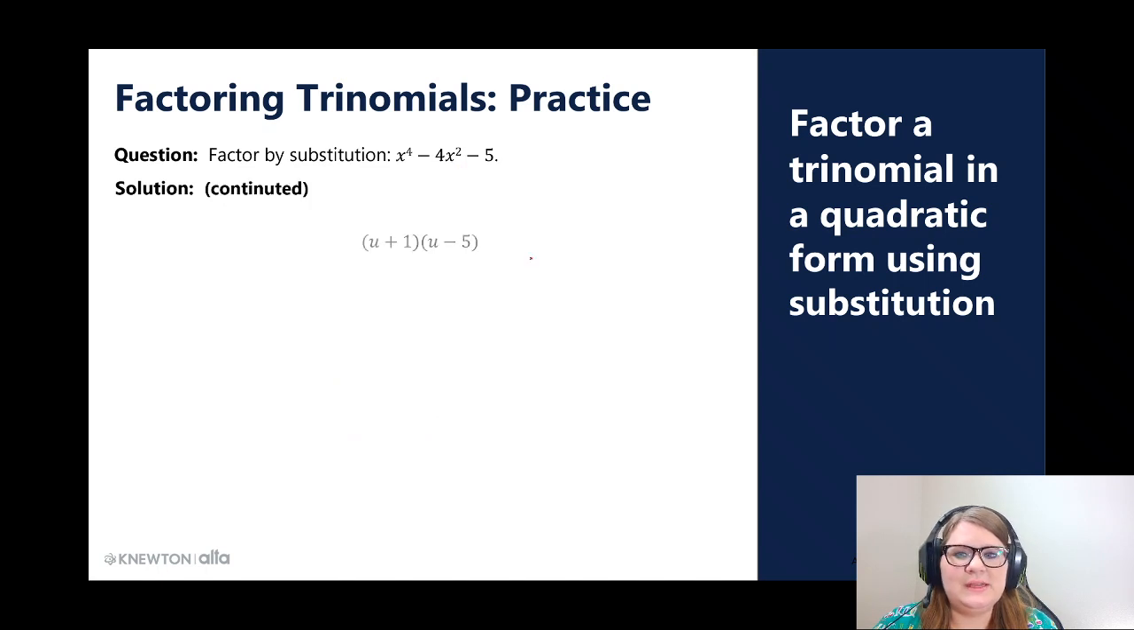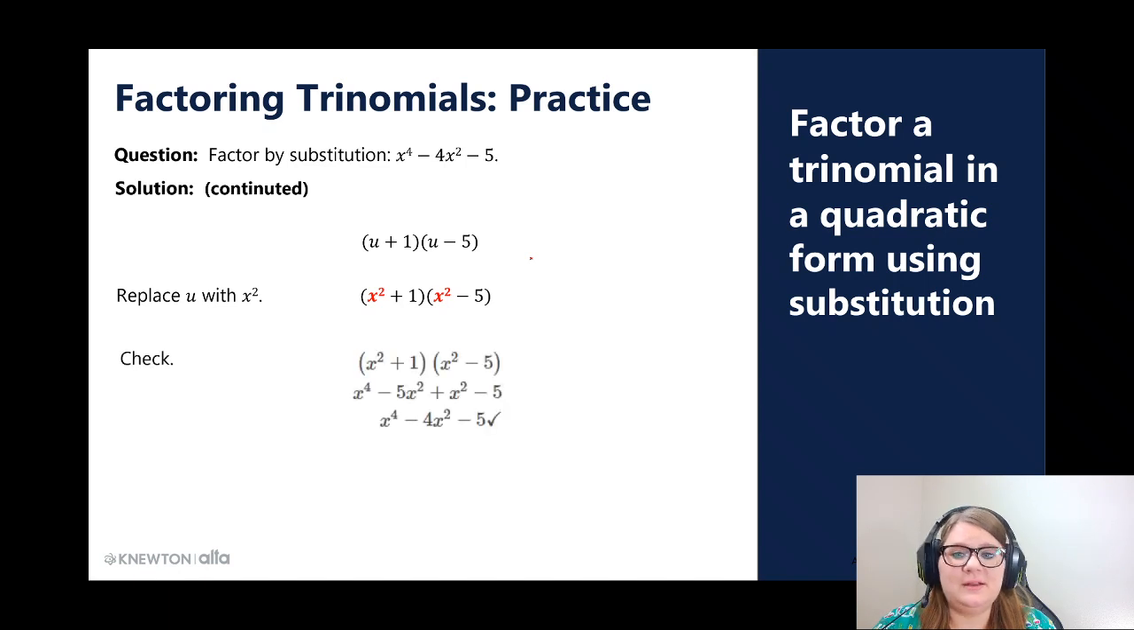Then all I have to do is substitute my value for u back in. U is x squared, so it's x squared plus 1 times x squared minus 5. Then I can check it, multiply it out, combine like terms, and it does match what I started with. So again, if your middle term is a square, then your u will be x squared. Now, you can only do this if the biggest exponent is 2 times your smaller exponent. So if you multiply this small exponent by 2 and you get this one, then it's possible to do this.